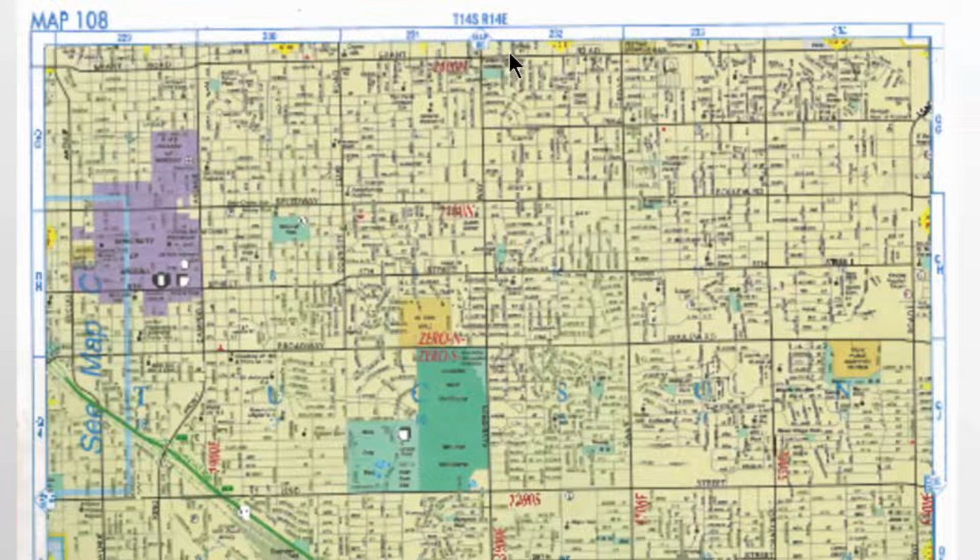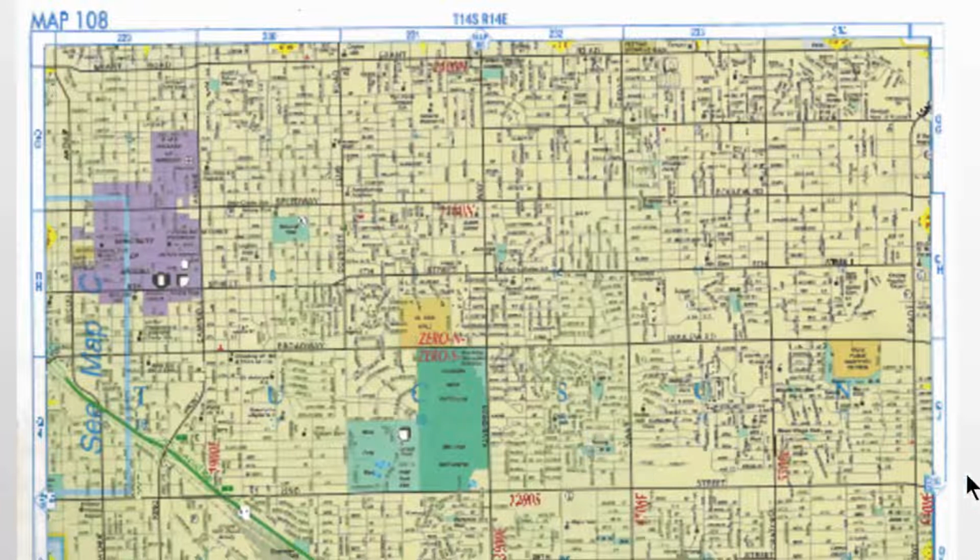Our office happens to be right up here. This is Grant Road, and this is Alvernon. And our office building, where our school is, is right here. This happens to be Randolph and Reed Park, right in the center of this particular township.